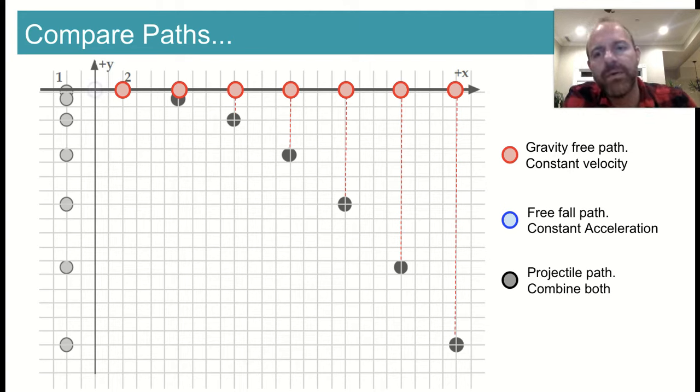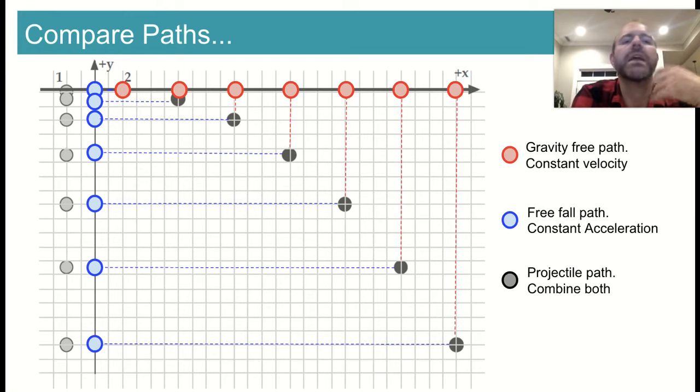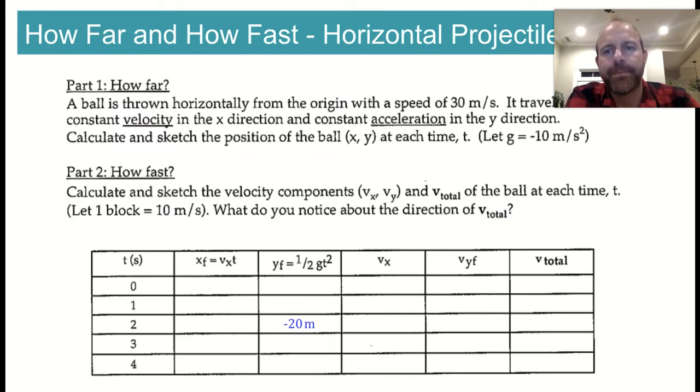On the other hand, if we were to drop a ball straight down the free fall path, right? These blue marks, it gets further and further every second. It goes 5 meters in the first second, then 20 meters after 2, and so on and so forth. But if you put those together, that will give you the position of our projectile.